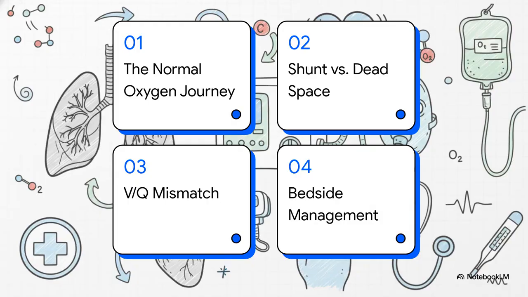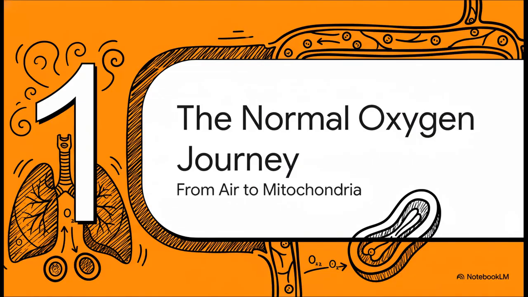Here's our game plan. We'll kick things off with how oxygen normally gets around the body. Then we'll get into the weeds of shunt versus dead space. After that, we'll reveal the main culprit we're all fighting against, and we'll wrap up with the management strategies that are actually proven to work. Let's do it. Okay, first things first, we have to set a baseline.